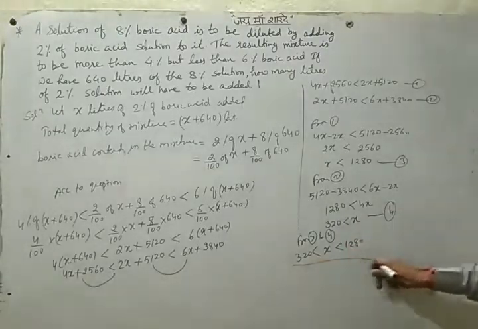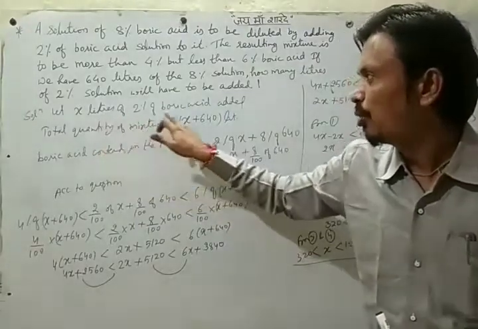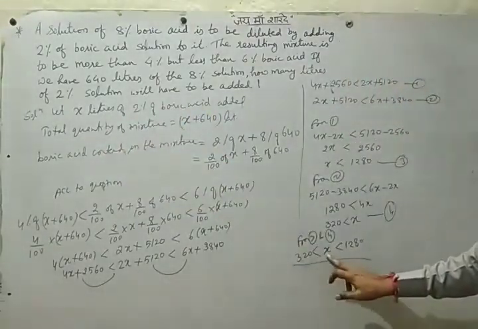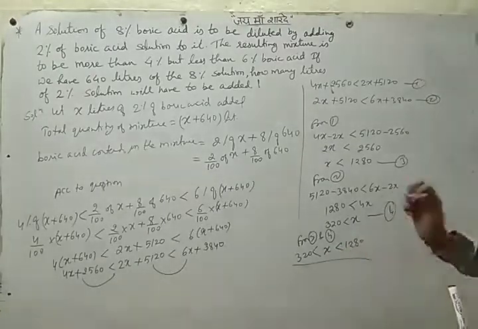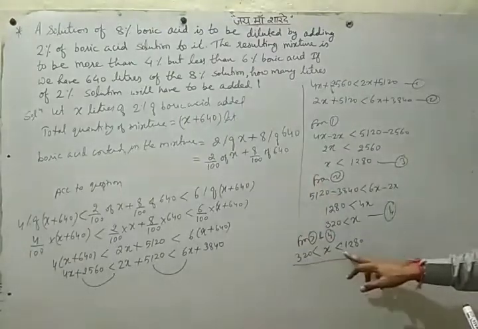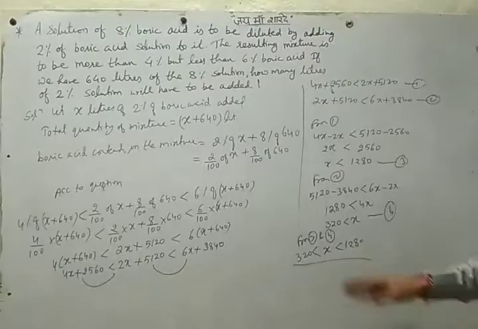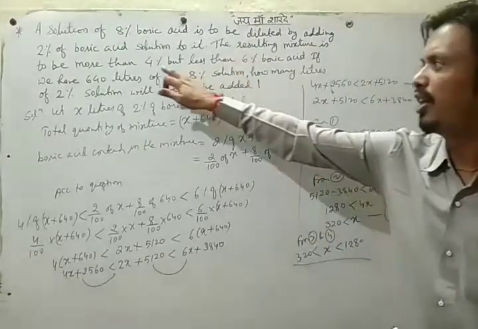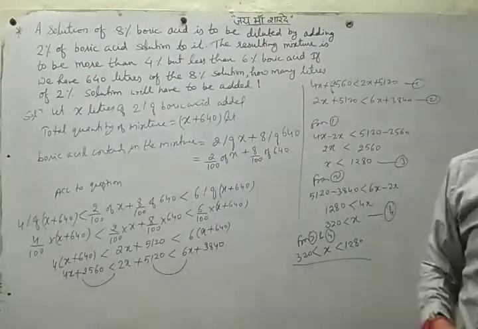It means we have to add x liters of 2% boric acid, right? So it means your x should be more than 320 liters and less than 1280 liters. So the 2% boric acid should be 320 to 1280 liters. Okay, then our solution will be diluted and it will have boric acid between 4 and 6%.